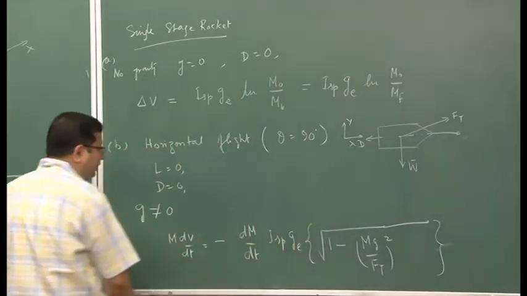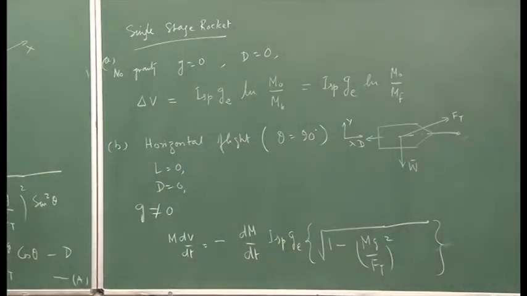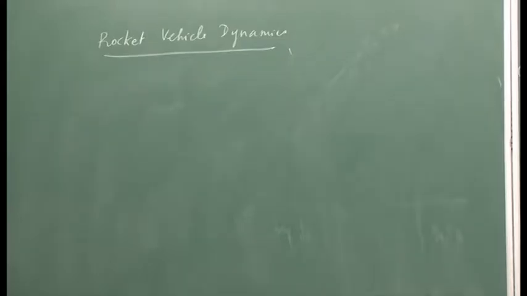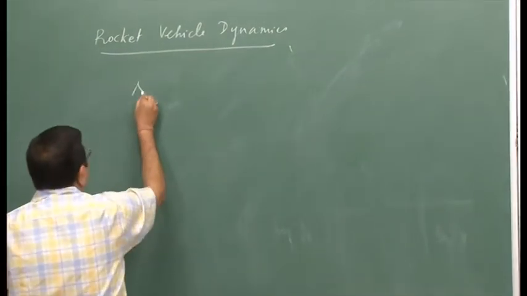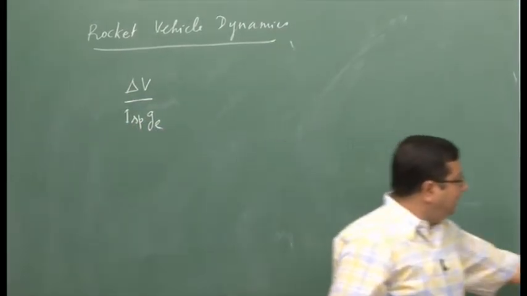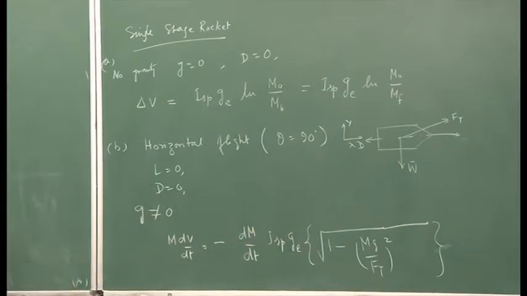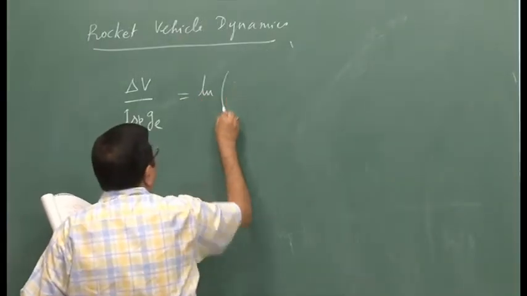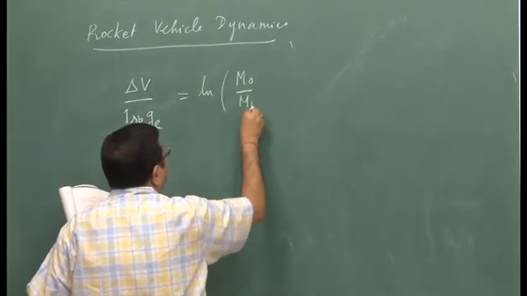Now, we can integrate this and we get an expression for the change in velocity, which I will write up here. After integration, the final expression that we get for the change in velocity will be this. The final expression for the velocity increment can be given as del v by Isp g. So, we take this Isp g term to the left hand side, equal to ln m naught by m b.